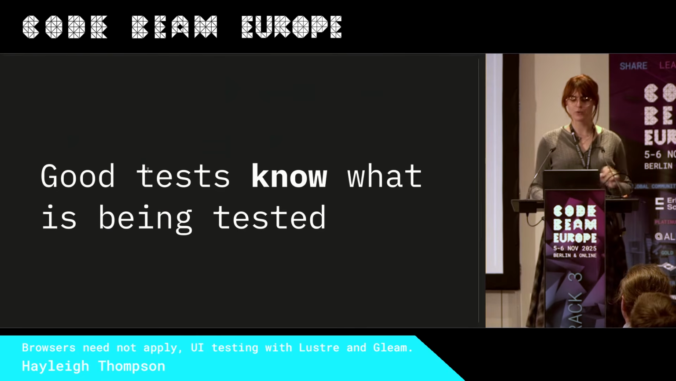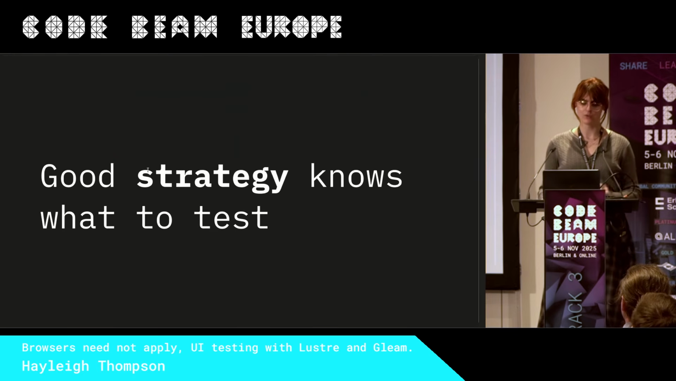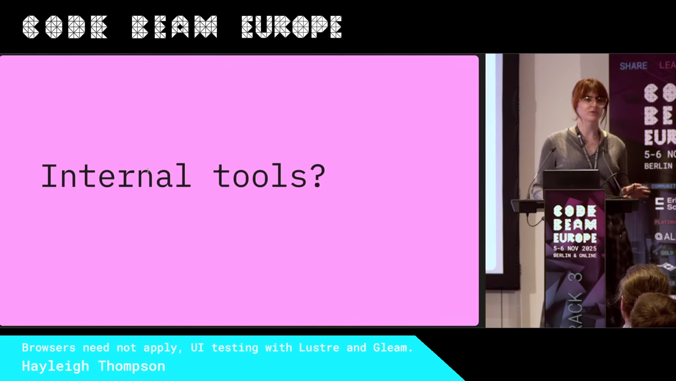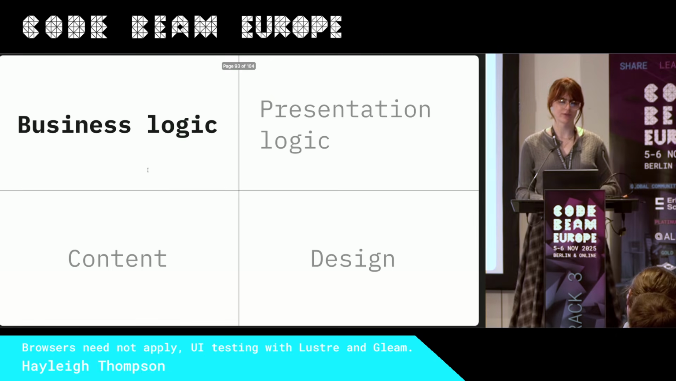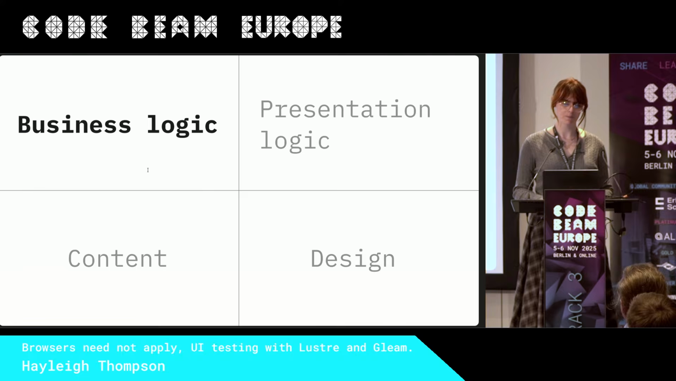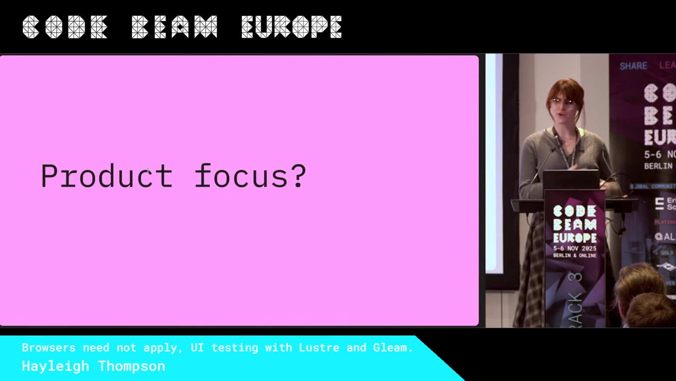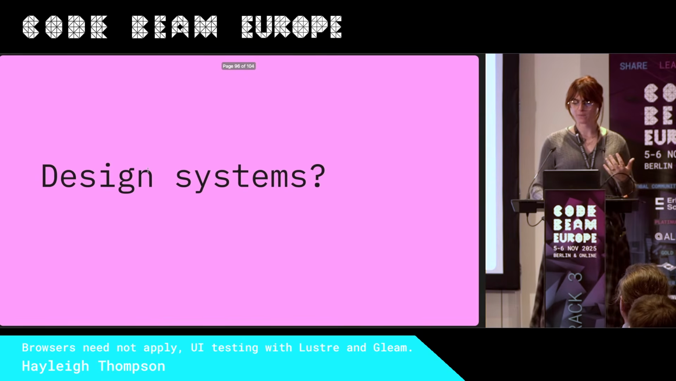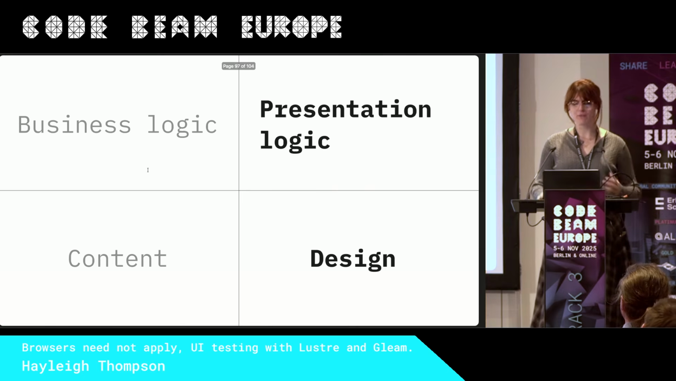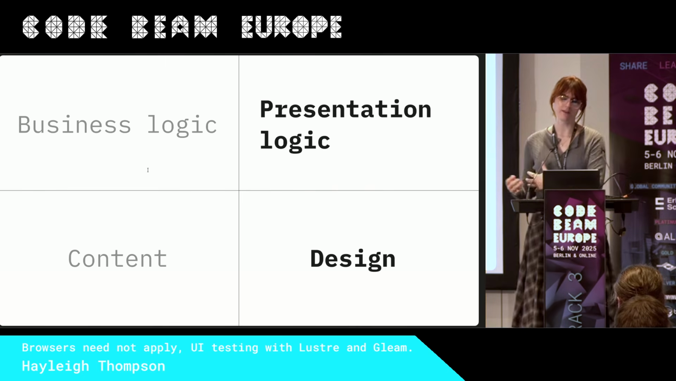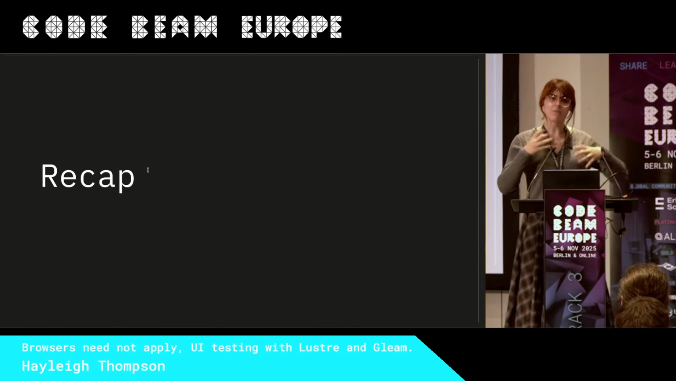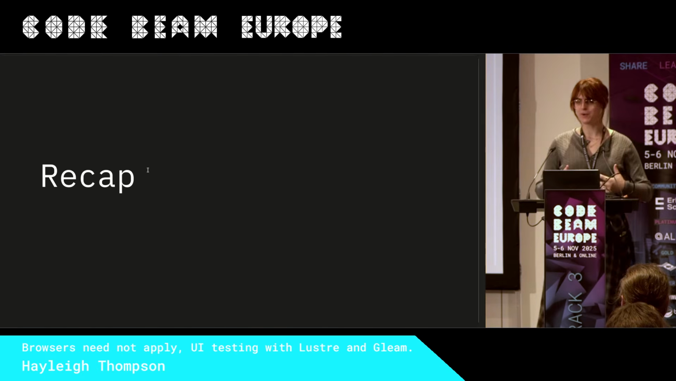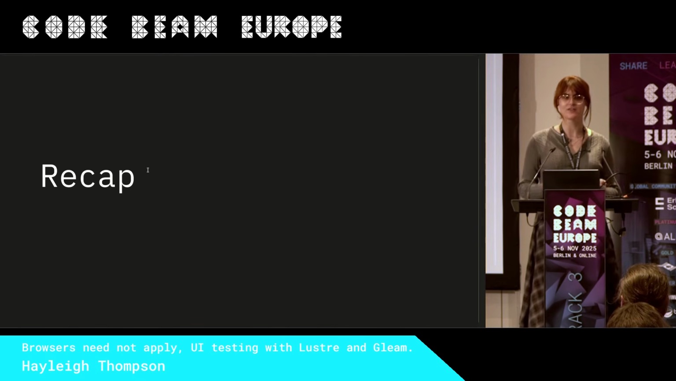Now, good tests know what is being tested, but a good strategy knows what to test. So if you're building internal tools, then maybe you only want to test business logic. But if you're on a sprint with a product focus, or you're really focused on user experience, then you might start testing presentation logic and the content. Or if you're building a design system, then maybe you want to test presentation logic and design. And because we have those isolated, separated components, it's very easy to target our test strategy based on what we're building and what our goals are.